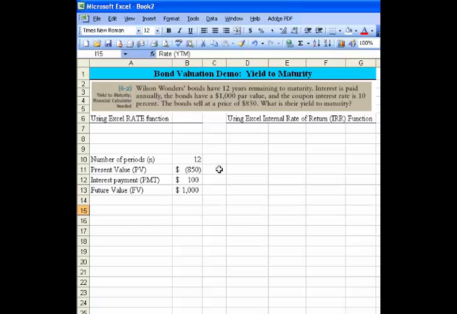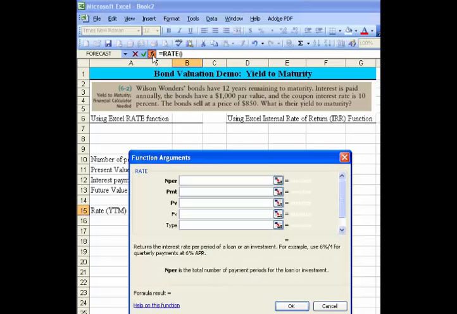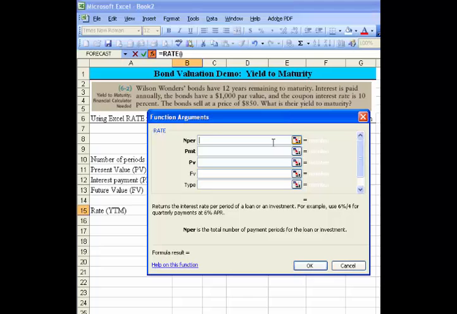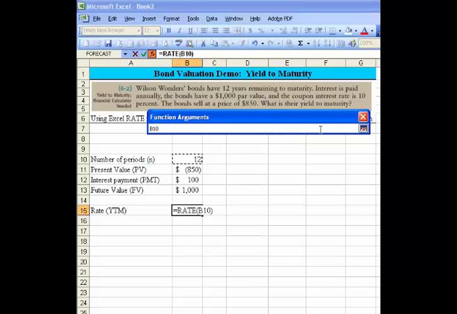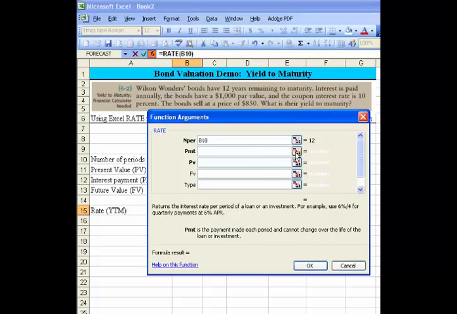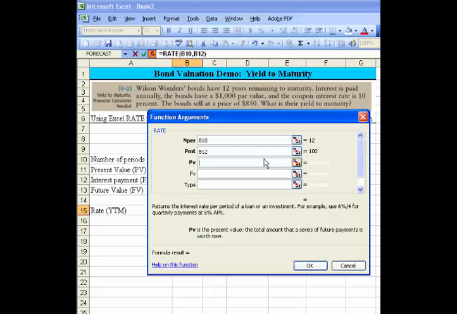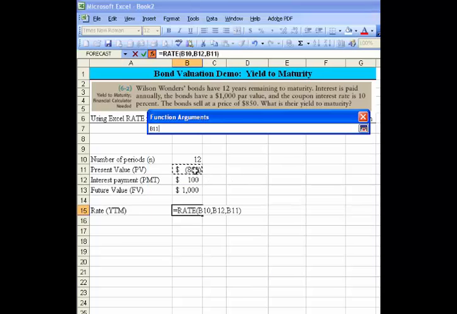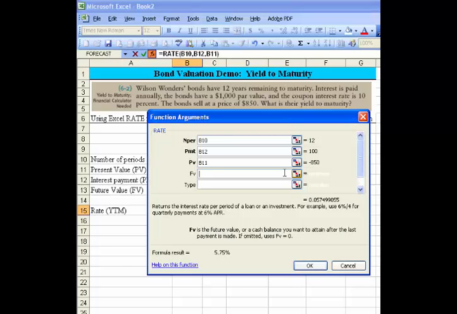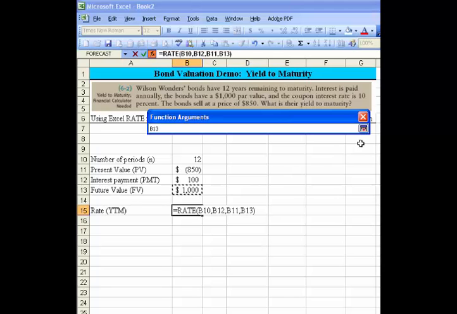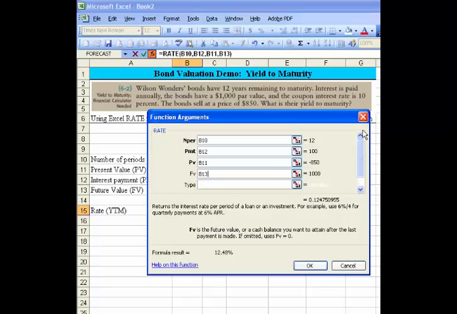Okay, and what we want to do now is solve using Excel's rate function. And I'll just walk through this off of the formula bar so we can all see it. Okay, the number of periods is the 12. The payment amount is the interest payment of $100. Present value would be what the bonds are selling for today, entered as a negative. Future value is what we expect to get for the bonds when we sell it, entered as a positive.